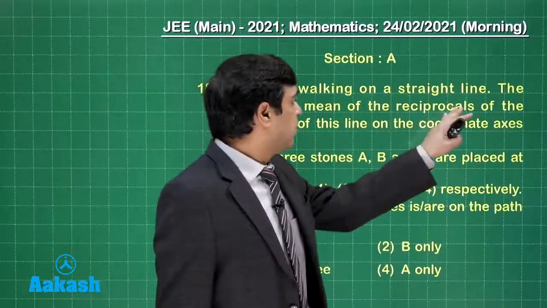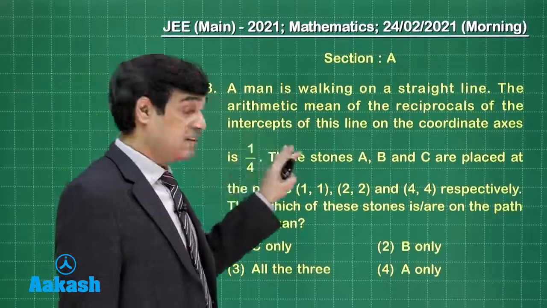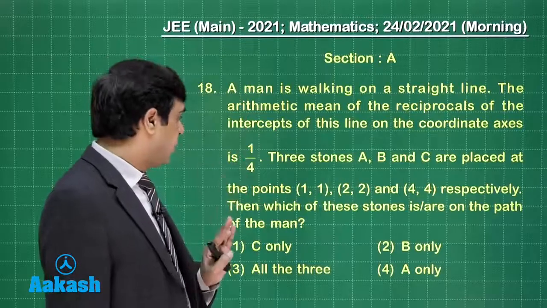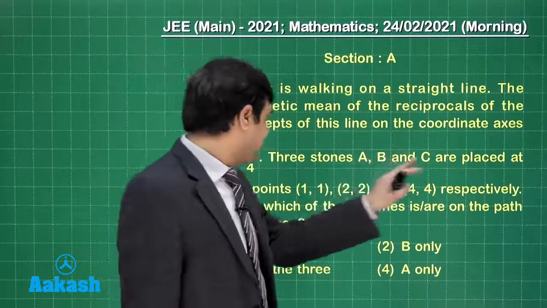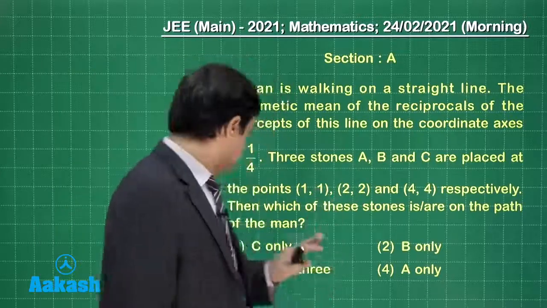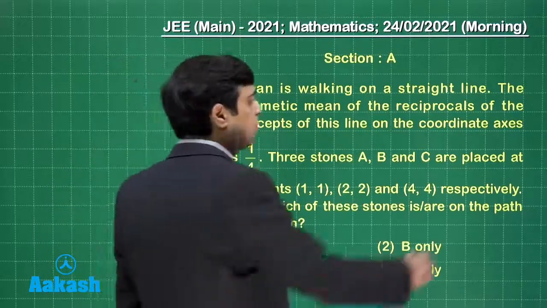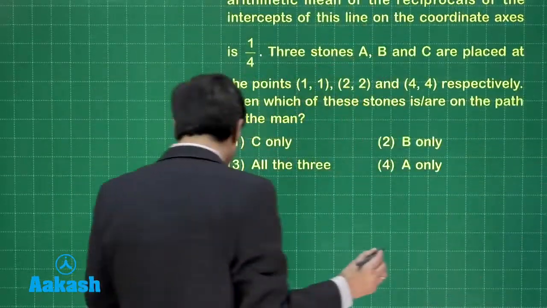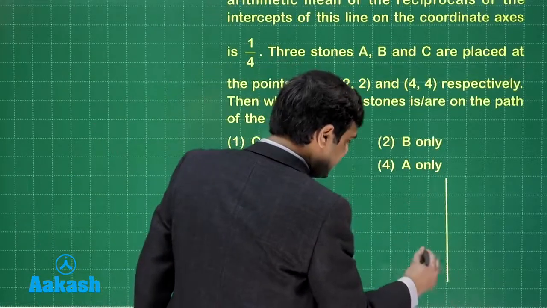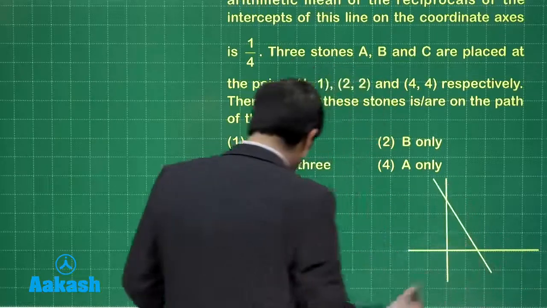A man is walking on a straight line. The arithmetic mean of the reciprocals of the intercepts of this line on the coordinate axes is 1 by 4. Three stones A, B and C are placed at the points (1, 1), (2, 2), (4, 4) respectively. Then which of these stones are on the path of the man? Let's try a simple one from the coordinate geometry part. Let's consider the coordinate axis and let's draw a line, simple.